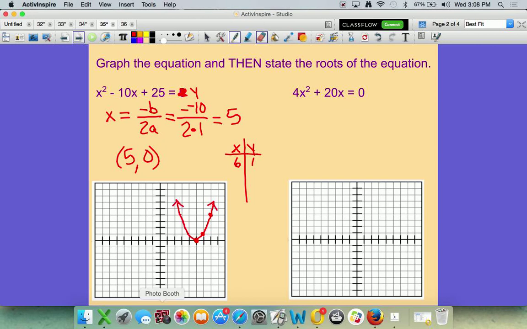our parabola. Then it says, state the roots of the equation. Well, the roots are the same as the zeros. The zeros and the roots are the same as the x-intercepts. Where does it cross our x-axis? Well, it touches the x-axis simply at 5. So stating the roots of the equation for this one, it is 5. You can just have 1. In this case, when it bounces off the x-axis like that, they just double up. So that's why we only have 1 there.